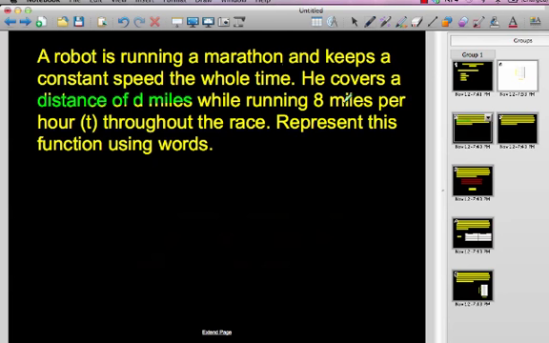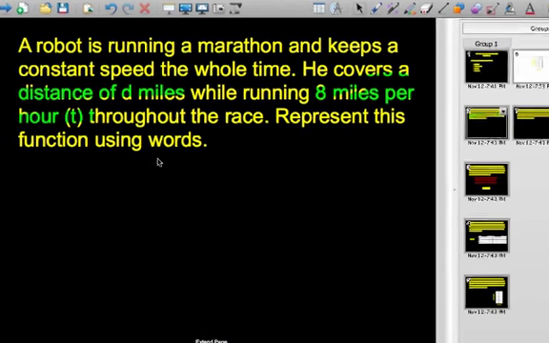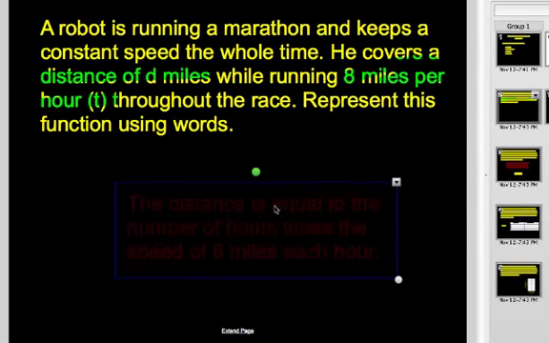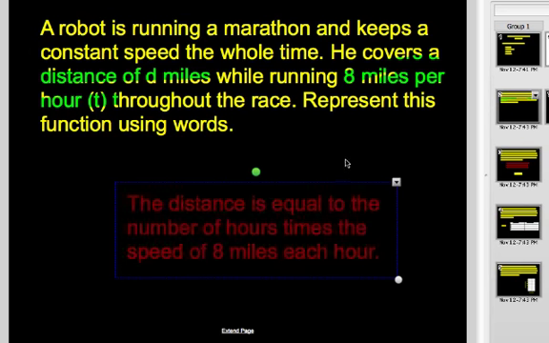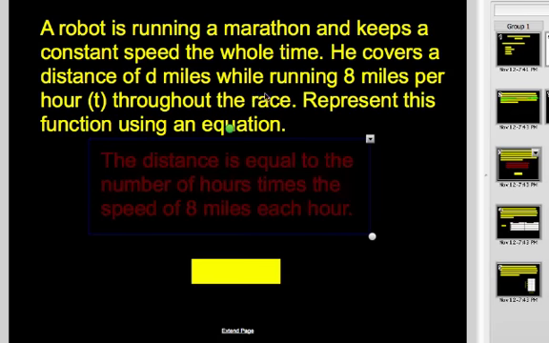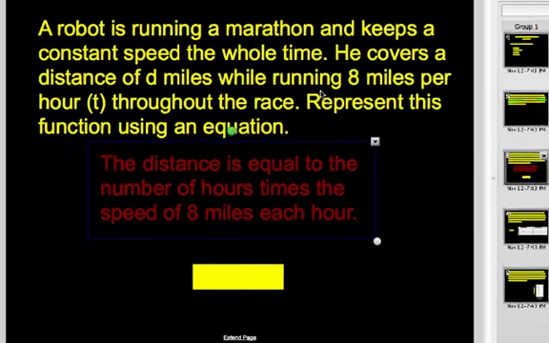Okay. While running 8 miles each, even though it doesn't say the word each there, we can interpret it that way. 8 miles each hour throughout the race. Represent this using words. Well, basically what he's doing is he's running a distance, d, and that changes based on how many hours he runs for, but we know he runs 8 miles each hour. So what I would say is that the distance is equal to the number of hours times the speed of 8 miles each hour.